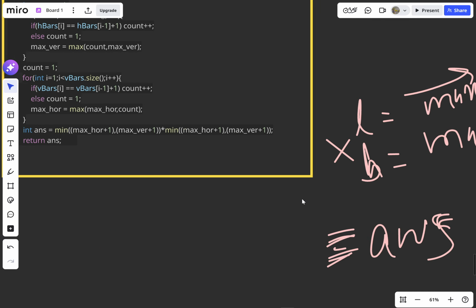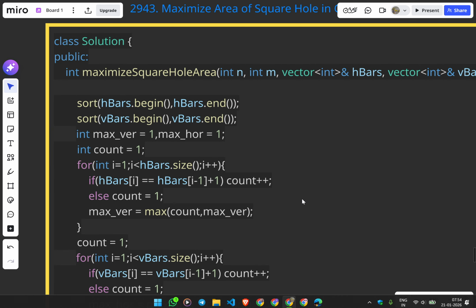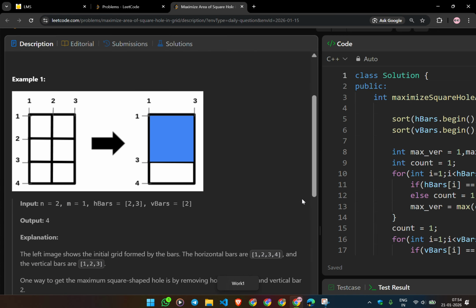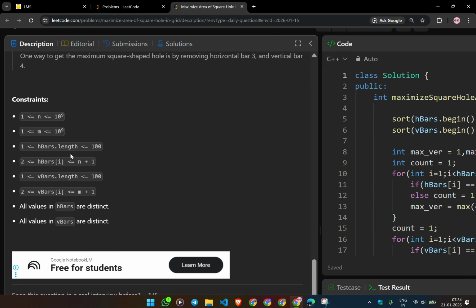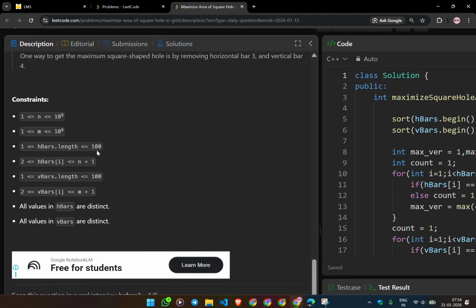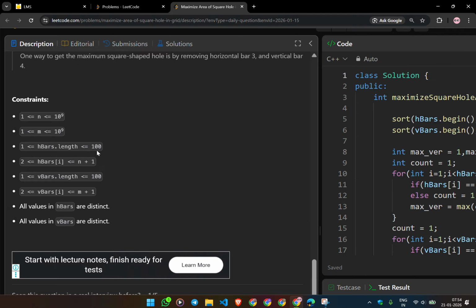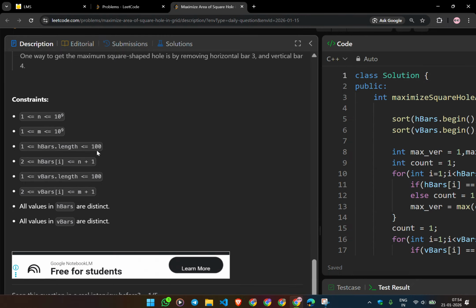Okay, so let's see the code in maximum square hole area. Here firstly we will sort the h bars and v bars, because constraints are not that big, the h bar length is 100 only, so we can apply brute force also, but the minimum optimized solution should be this only. Other than that brute force solution I am not able to recognize any other.